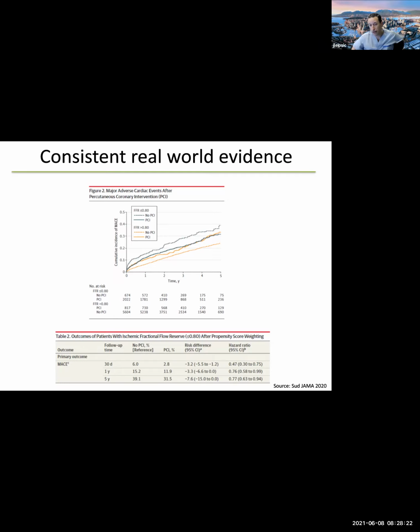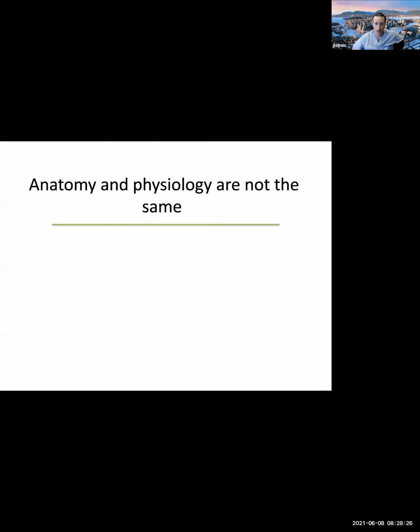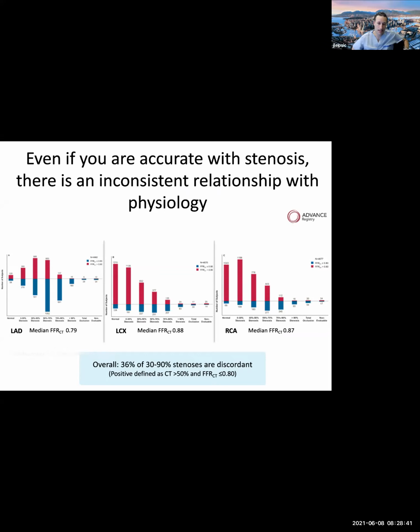Of course, to have to do this invasively and make these decisions ad hoc is always challenging. And so about a decade ago, I was first exposed to the opportunity of using something called FFRCT, where you could derive a pressure map from a resting CT. Before that, for those who are not familiar with this disconnect between anatomy and physiology, I would just highlight to you that whether you have anatomy from QCA or anatomy from CTA, there's an inconsistent relationship between that anatomy and physiology.